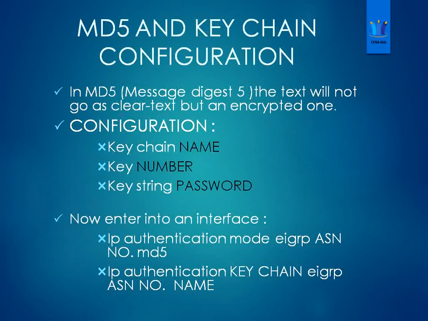Now you can enter into an interface and give the command ip authentication mode eigrp, the ASN number, md5. Then ip authentication key-chain eigrp, the ASN number and the keychain name. So now let's try these commands in our Cisco Packet Tracer.